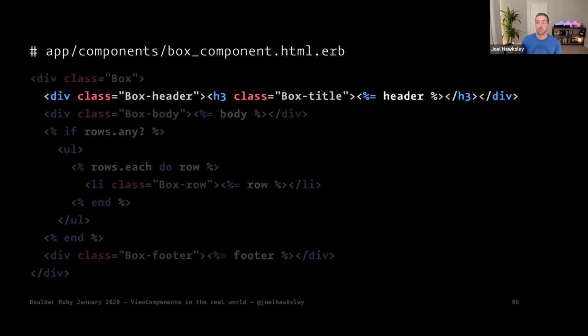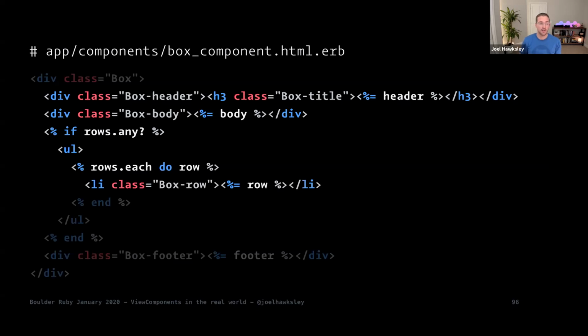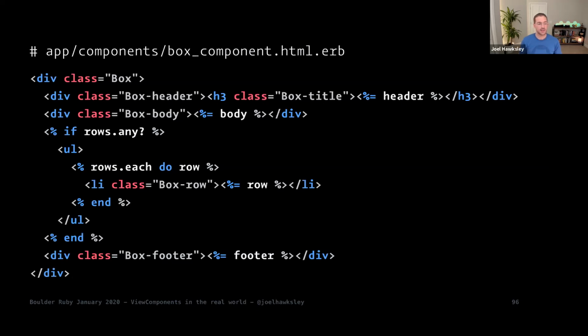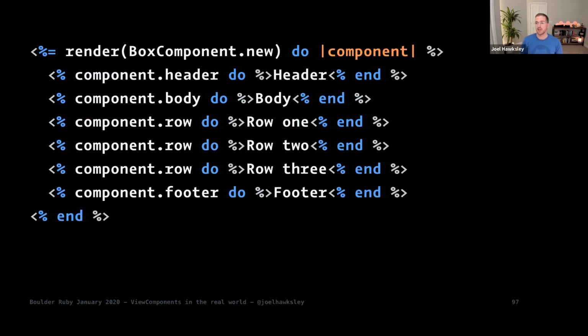So in the component's template, we can then render the header and body, and then we can render the rows, and these rows, since we said renders many, are exposed as an array, which means that we can see whether there are any, and then if there are, we can build an unordered list that iterates over those rows and renders each of them. And we do all of that with the footer inside our wrapping div. So what we've ended up with here is a codification of our design system that helps developers use it properly.